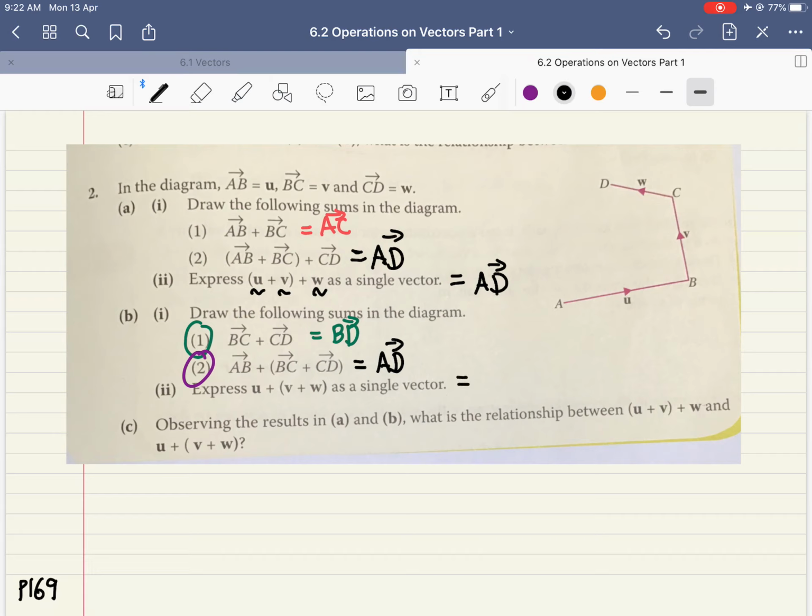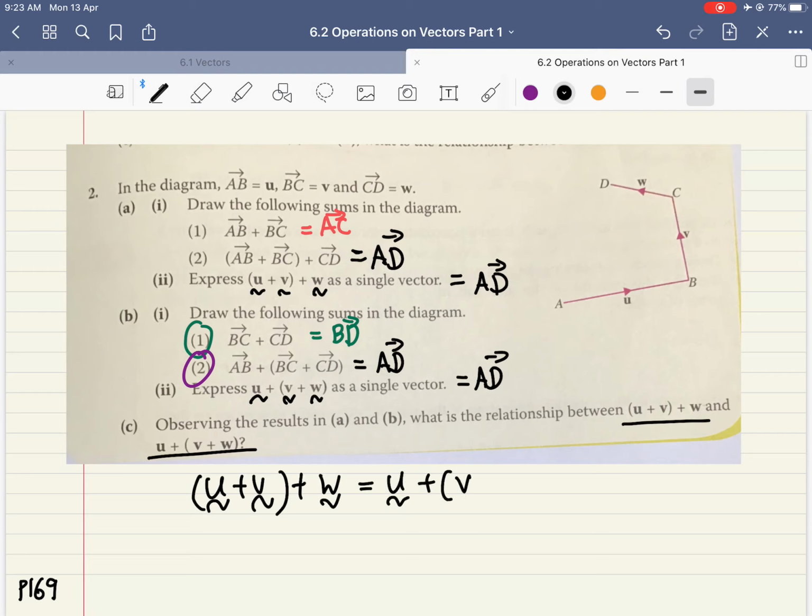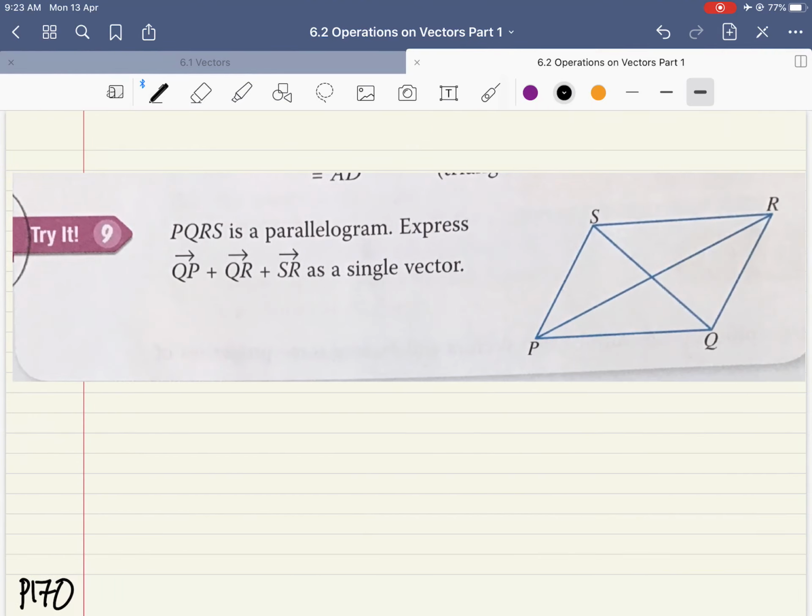Similarly, U plus V plus W expressed as a single vector is equal to the vector AD. Just like what we did in the previous slide, what is the relationship between this (U plus V) plus W and U plus (V plus W)? We can tell that they are the same. If I write it down, vector U plus vector V, bracket, plus vector W is equivalent to vector U plus vector V plus vector W. They are equal vectors.